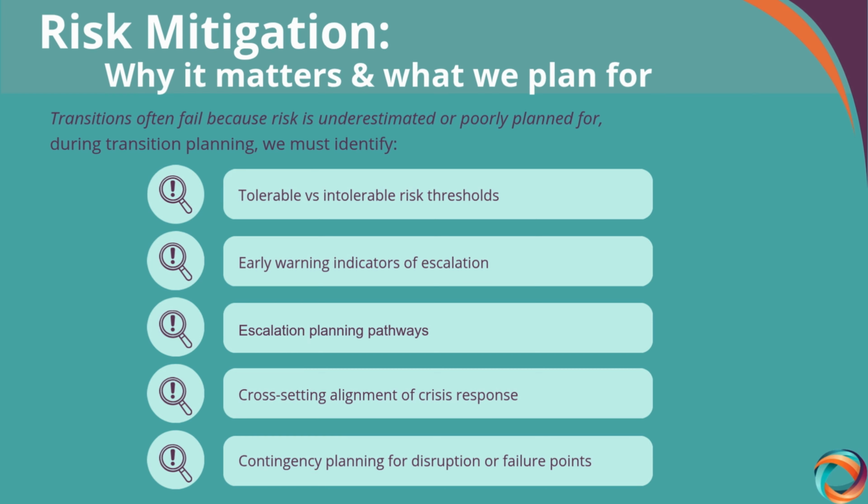Third, we establish clear escalation pathways. This ensures staff know exactly who to contact, when to escalate concerns, and what steps to follow. Fourth, we align crisis response procedures across settings so that expectations are consistent whether the individual is at home, in a program, or out in the community. And finally, we develop contingency plans, especially what-if plans that guide action when things do not go as expected. The goal is not to eliminate all risk, which is not realistic, but to ensure risk is understood, anticipated, and managed consistently across teams and environments.